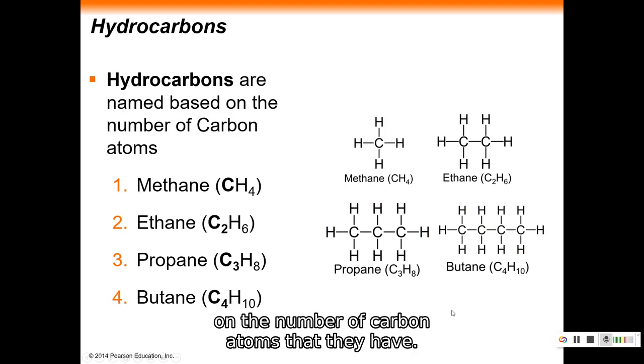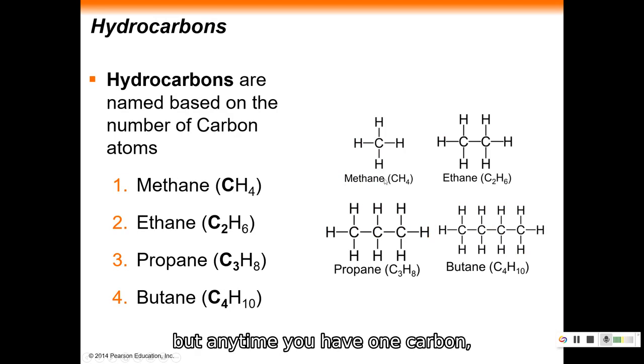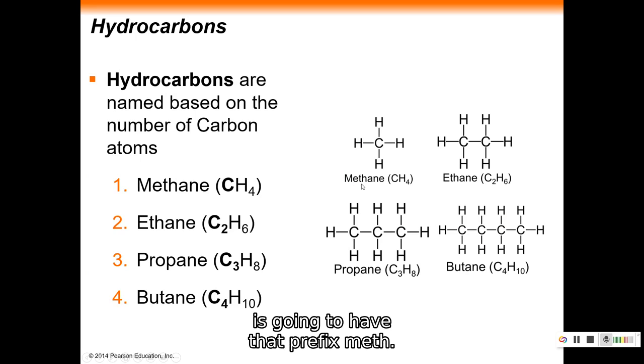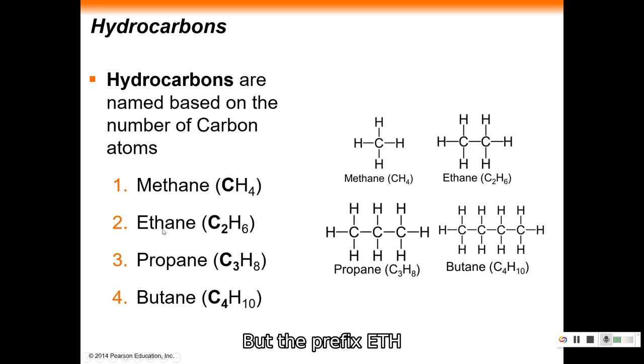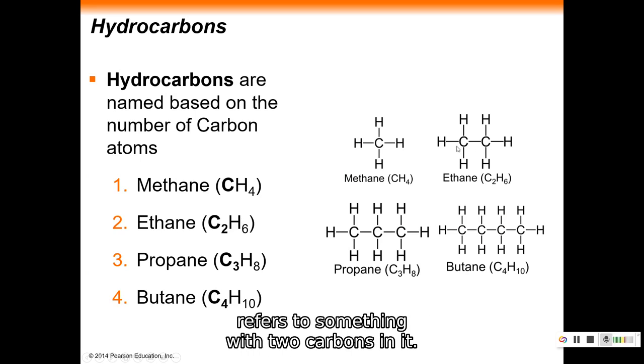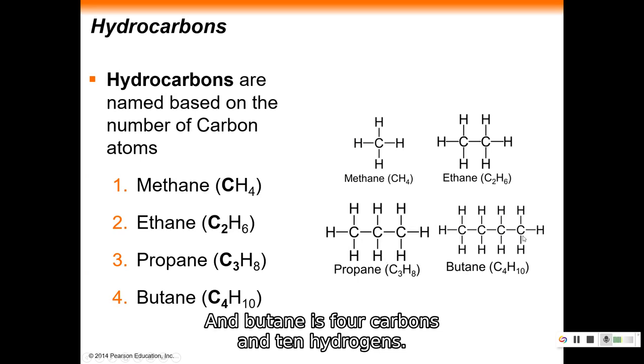Hydrocarbons are going to be named based on the number of carbon atoms that they have. So you've kind of already touched on this, but anytime you have one carbon, the one carbon molecule is going to have that prefix meth. So methane means one carbon with 4 hydrogens. The prefix eth refers to something with 2 carbons in it. So ethane is 2 carbons and 6 hydrogens. Propane is 3 carbons and 8 hydrogens. And butane is 4 carbons and 10 hydrogens.